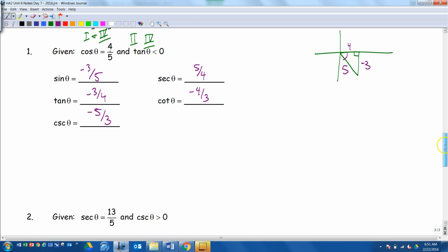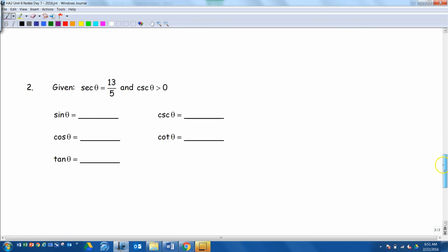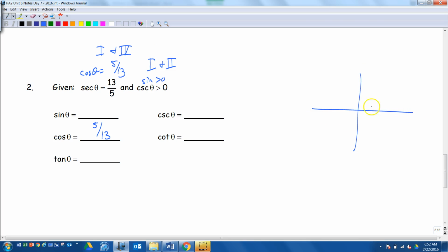Okay, let's do a couple more. Secant is nice. If they give you one like secant first, just rewrite it as the other one. So this is cosine of theta equals 5/13. So right away we know that this is 5 over 13. Okay. And again, it's positive, so we're in 1 and 4. So if cosecant is positive, that means sine is positive. And sine is positive in 1 and 2. So that means we're in quadrant 1, which is kind of nice because that's where everything's positive.